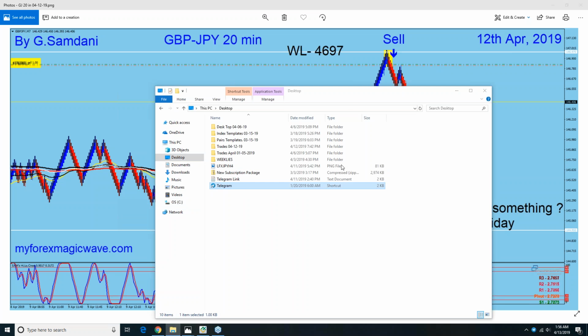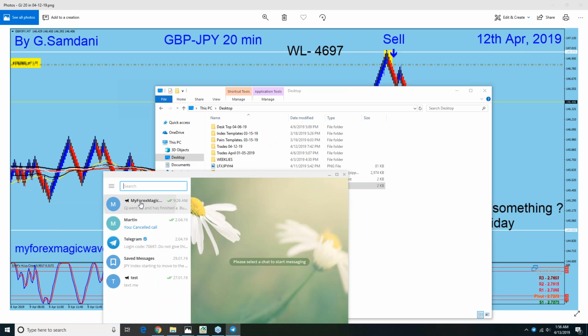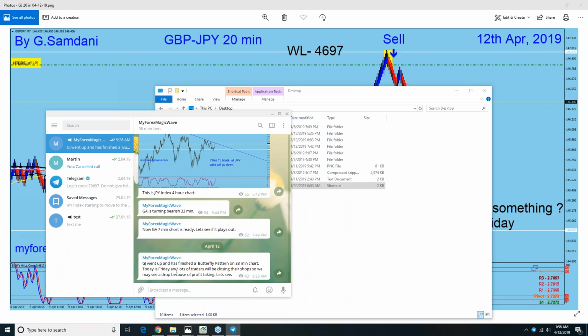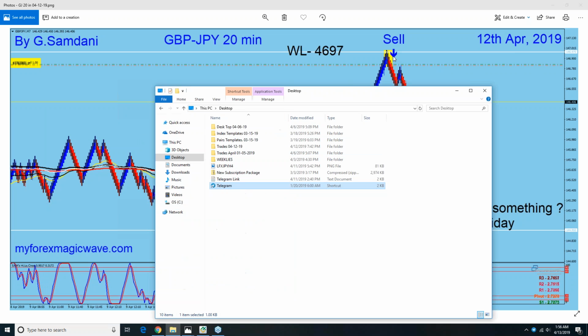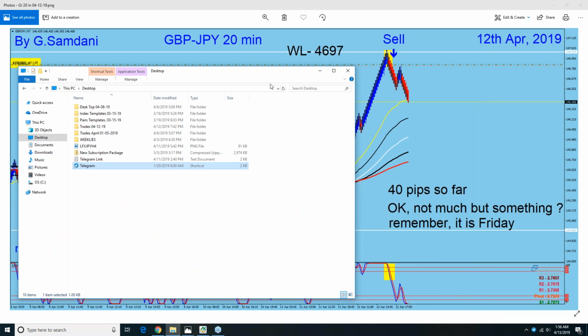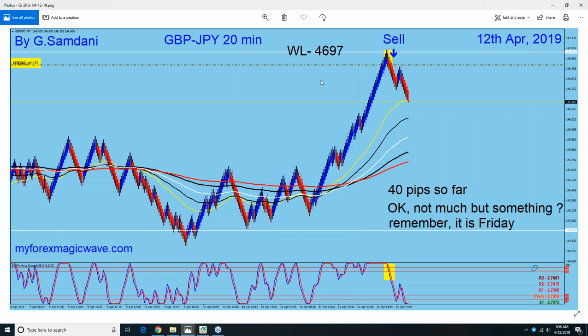That pound yen went all the way up to this area. So I sent out the message saying that GJ went up and has finished a butterfly pattern on the 33-minute chart. Today is Friday and lots of traders will be closing their shops, so we may see a drop because of profit taking, and I took the entry off of this 46.97 level, and then you can see it went down. Not all the way, it was a little bit, right? Most likely it is just a retracement, and then we will go up again. Okay, so I'll show you how it is.